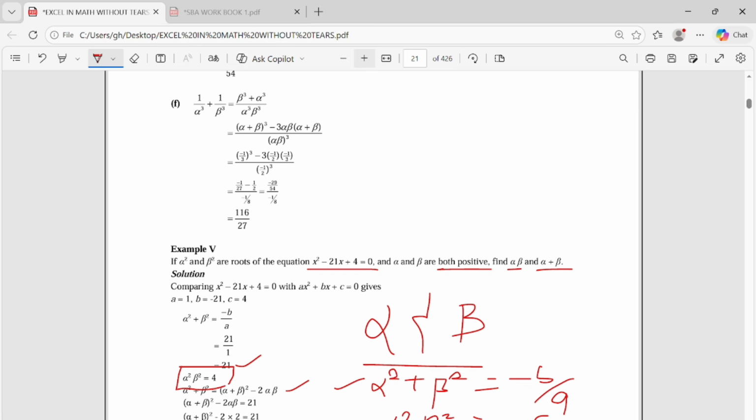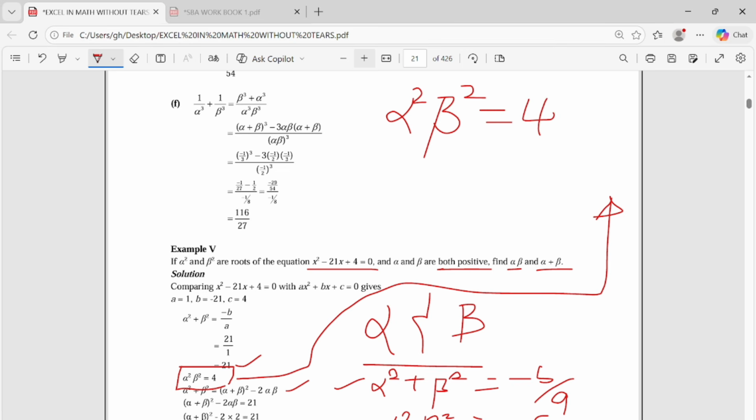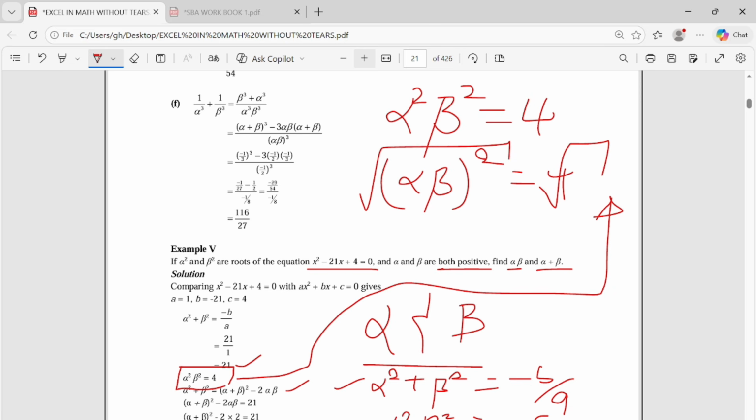You already know that. Let me try to elaborate this here. So it is alpha squared beta squared equal to 4. If you want to get the value of alpha beta, you square root it, you pull that square out using indices, and this will be equal to 4. If you make this the subject of the formula, you put the square root of 4, and you come up with alpha beta as equal to 2.